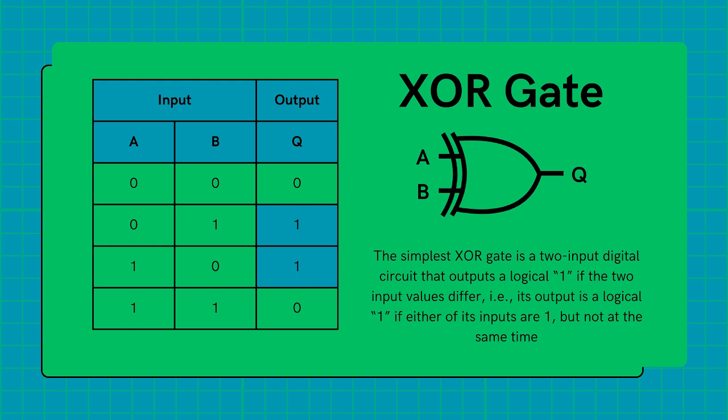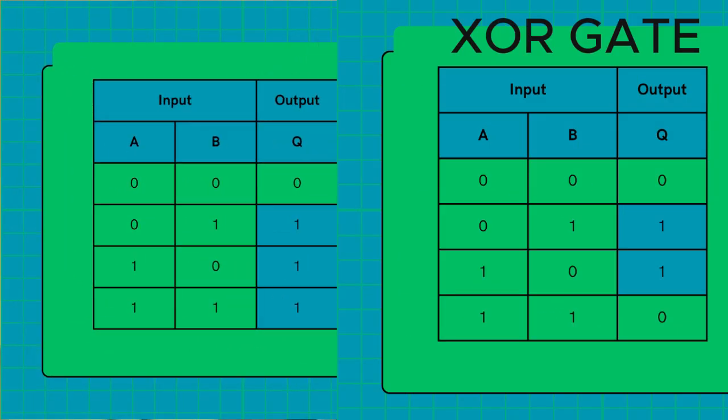But if you compare this, it's not the same thing as the OR gate. In the OR gate, even when A and B are 1 or high, the output is still 1. But in the XOR gate, if both are 1, the output will be 0.